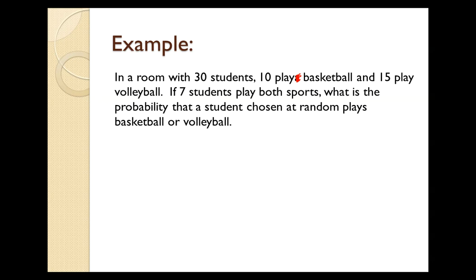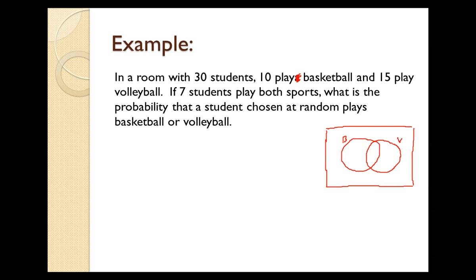So if you want to do this quickly, we can actually make a quick Venn diagram to show this, and it's not a bad idea to do initially. So, two overlapping sets, because these are non-mutually exclusive events, they can both happen at the same time. I'll call this set B for basketball. Call this set V for volleyball.